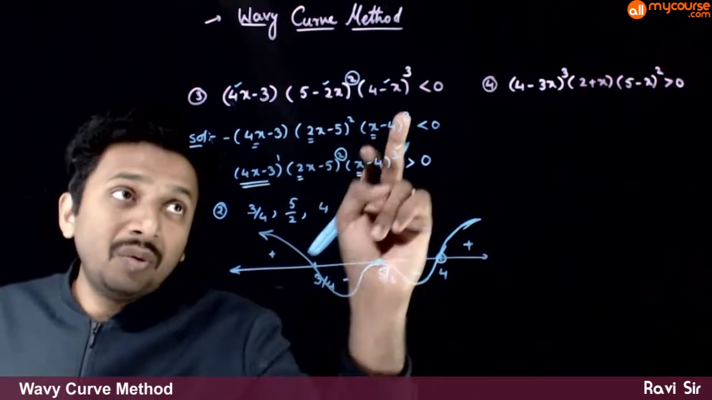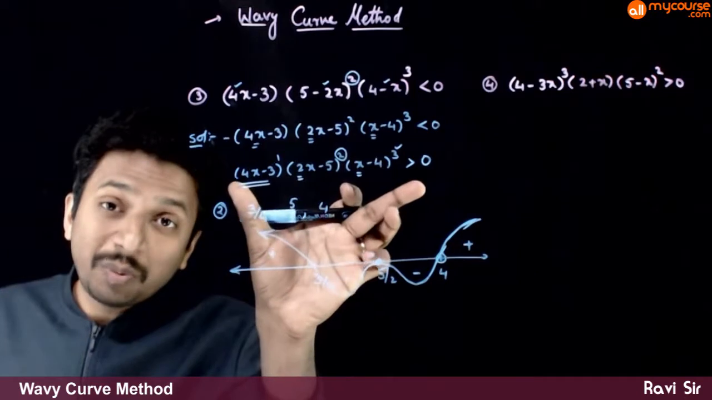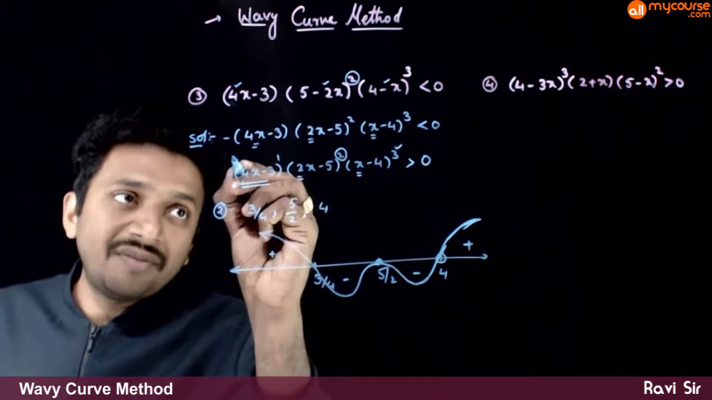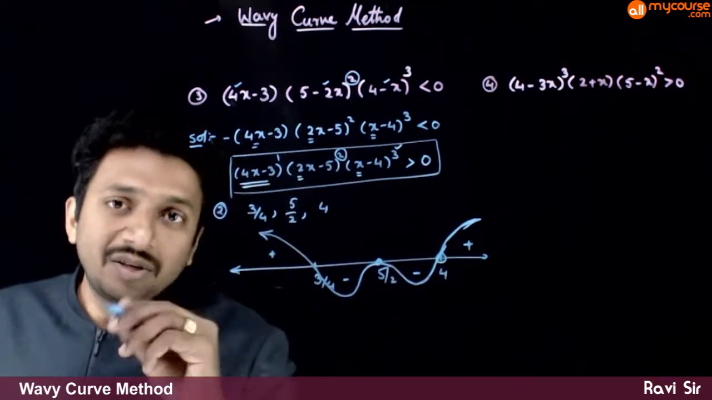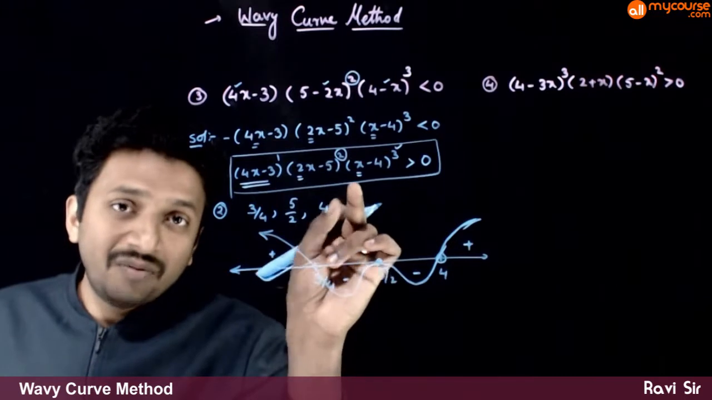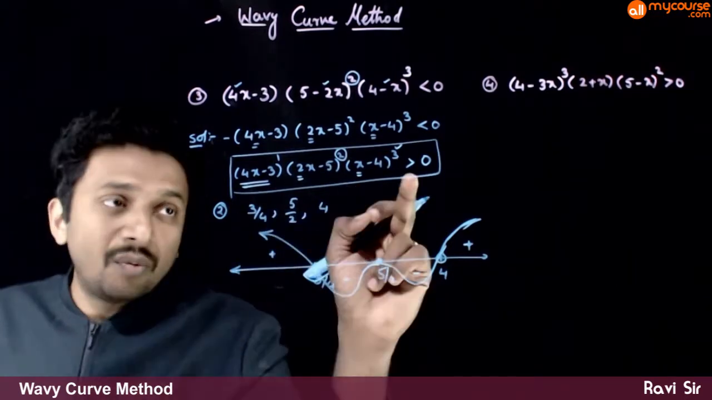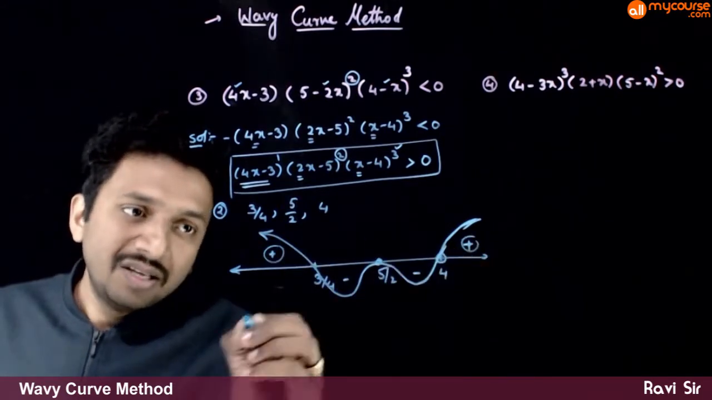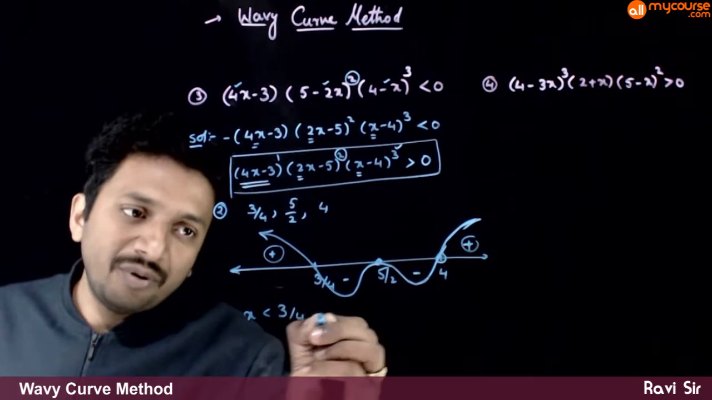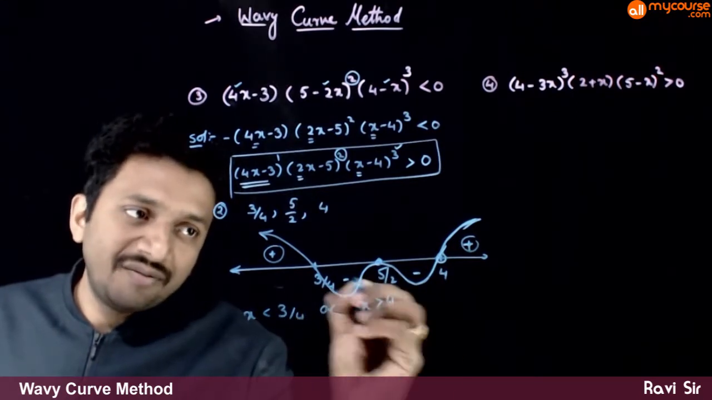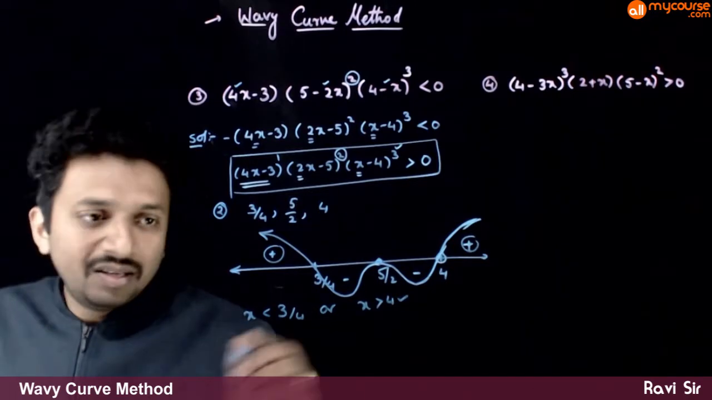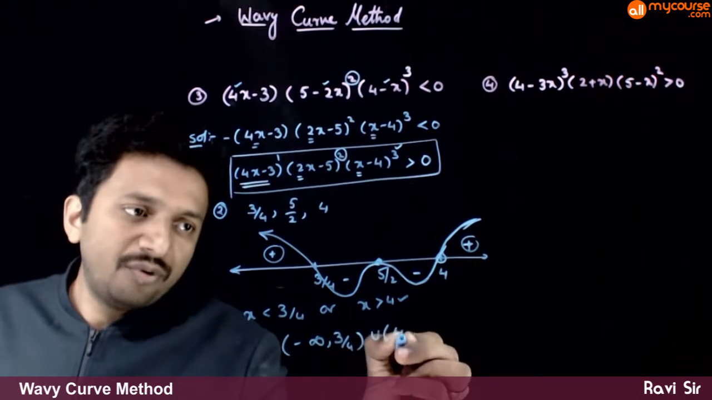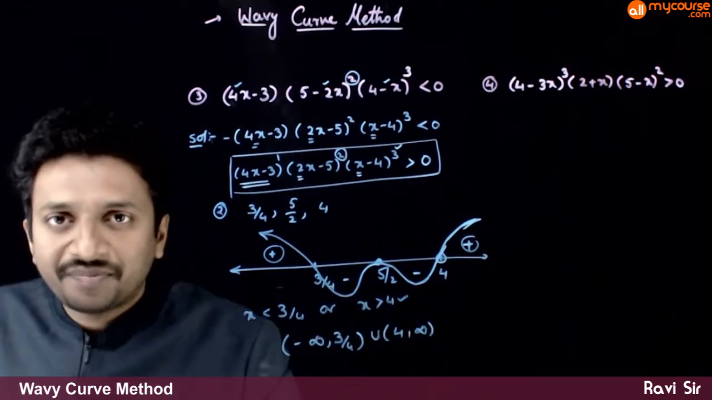So what is the answer that you want? Do you want negative or positive? So you want it to be positive, right? Because once you change this inequality, the inequality effectively has become this. So you should not see this now. You have to see this. We have drawn wavy curve for this inequality. So I want my inequation to be greater than 0. So that means I want the positive intervals. So x is less than 3 by 4 or x is greater than 4 is the answer. Minus infinity to 3 by 4 union 4 to infinity is the answer.